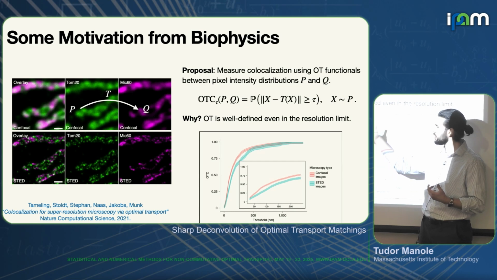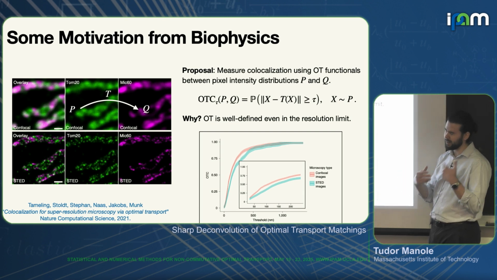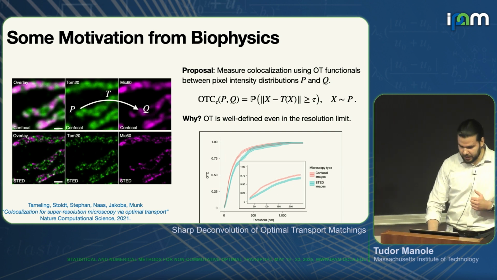Whereas if I took a correlative measure between these two pictures, it would change by a magnitude of 2, by a factor of 2. Okay, so that's the proposal that they made.